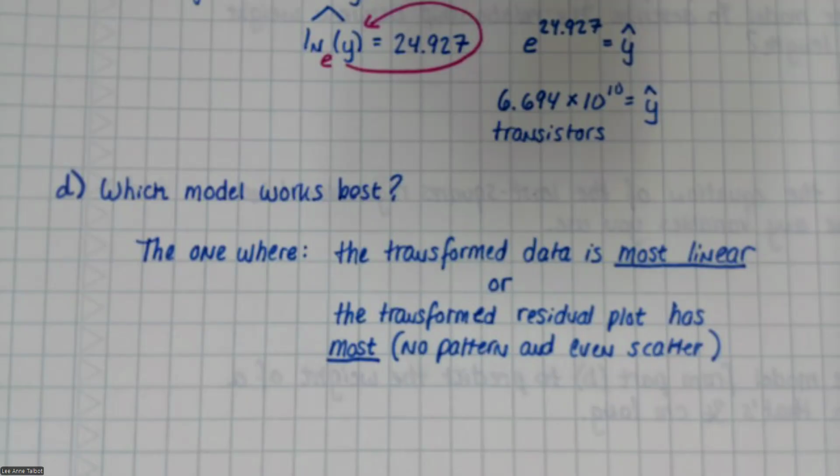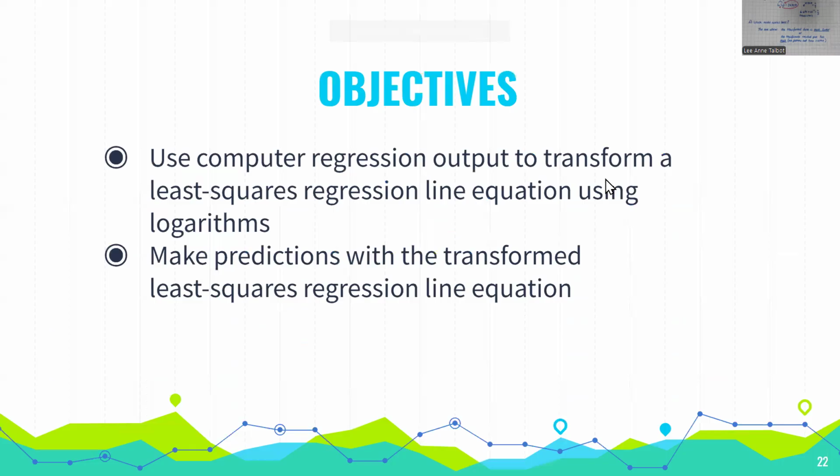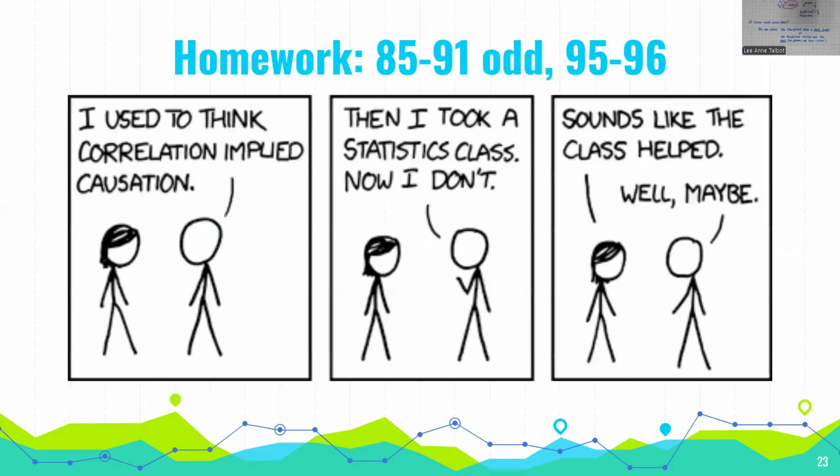Is there anything else I wanted to say? I don't think so. Oh, I do have a joke, and I think it's really good. Here's your homework: 85 to 91 odd, 95 and 96.